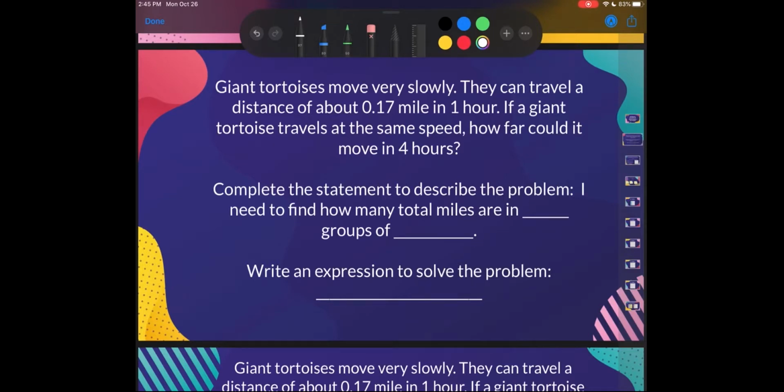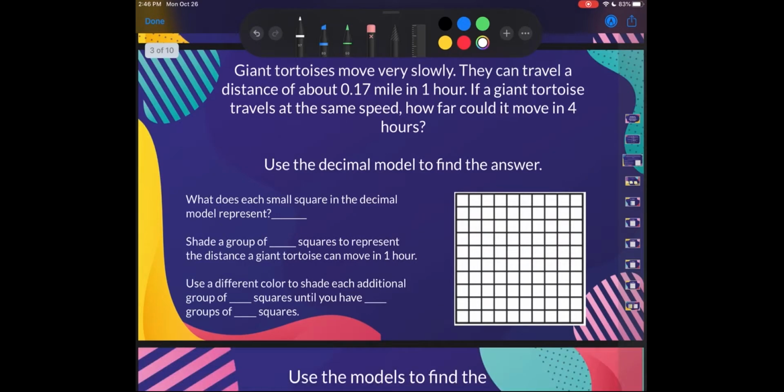So let's think about the statement. I need to find how many miles are in blank groups of blank. Well, in our problem, we know that a tortoise can move 1/1700ths of a mile in 1 hour, and we're trying to find 4 hours. So that sounds like I'm going to figure out how many total miles are in 4 groups, because they give us how many it's in 1 hour. So an expression to solve this would be 4 times 1/1700ths. And so that's what we are going to try to solve.